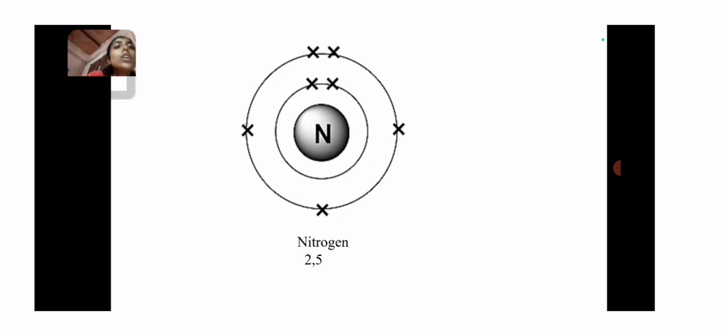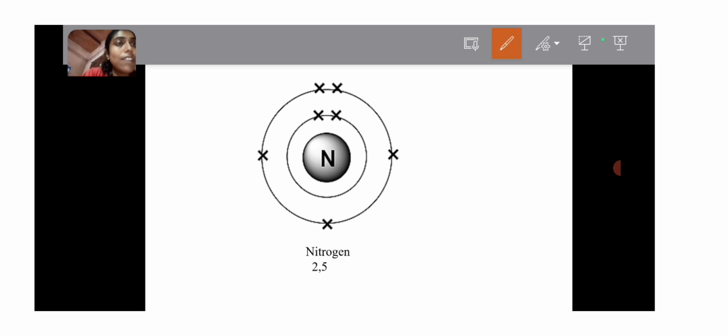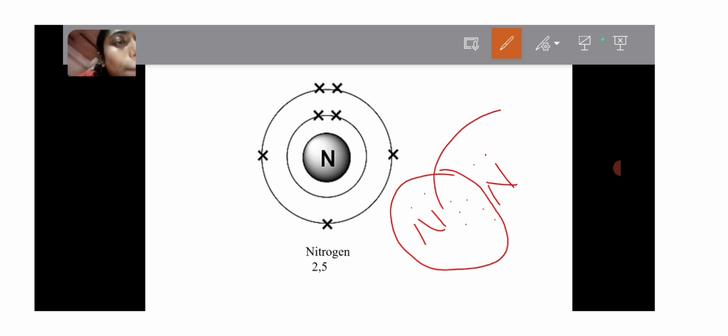Okay. So in the case of nitrogen, nitrogen is having 5 electrons in the outermost shell. That is nitrogen, 1, 2, 3, 4, 5 in its outermost shell, and when it combines with another nitrogen atom, that one is also having 5 electrons. So they can combine with each other to get an octet electronic configuration.